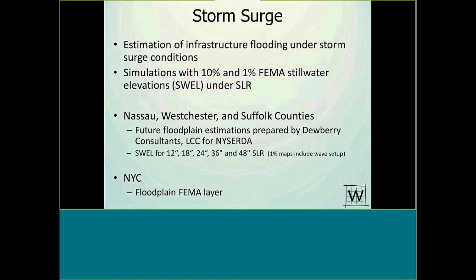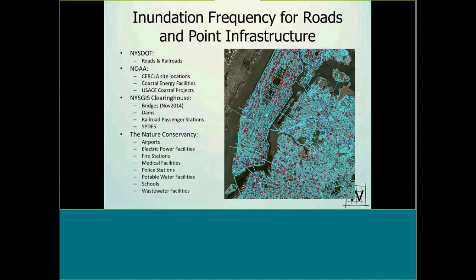And then we also had the floodplain FEMA layer that we just added sea level rise to for New York City. So we're really looking at the combination of sea level rise plus storm surge and what the predictions might be. And we looked at a lot of road and point infrastructure. We got a number of point data sets from NOAA, from the Nature Conservancy, which was a major source of these data, and from the New York State GIS Clearinghouse.